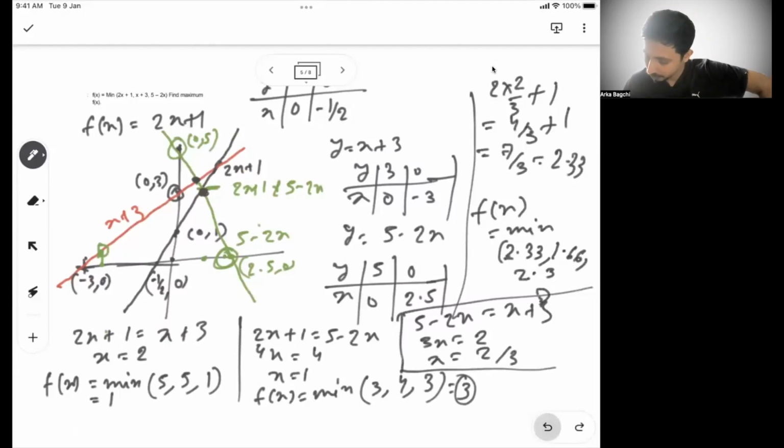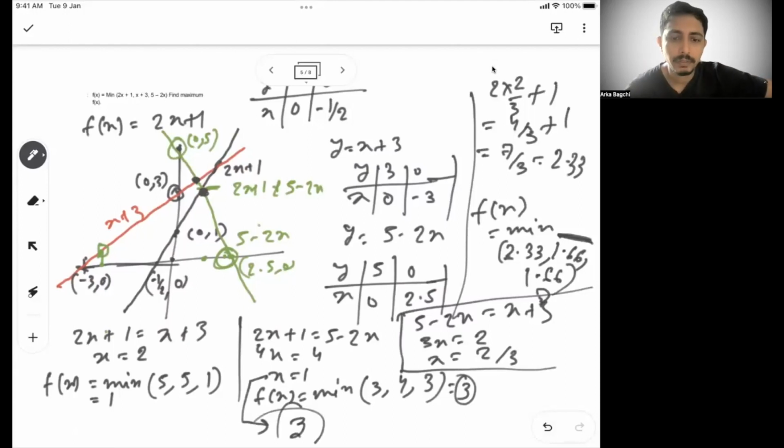Oh, sorry, the last one is also going to be 1.66, because I have considered only the last two for f(x). So 5 minus 2x is equated with x plus 3. Both of these will give you the same value. So the minimum value here is 1.66. So I can say x equal to 1 is the value where f(x) is going to be maximum. So the maximum of f(x) is 3.